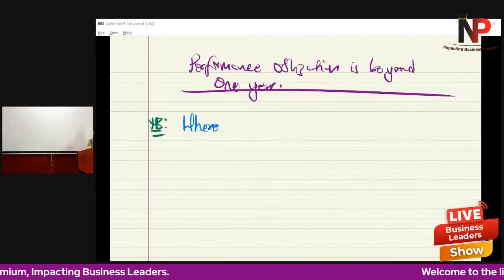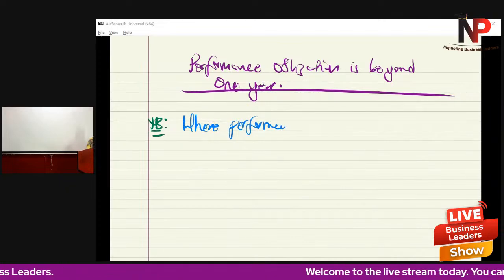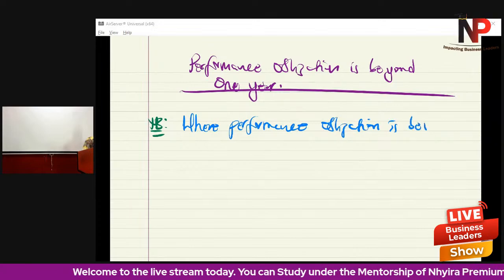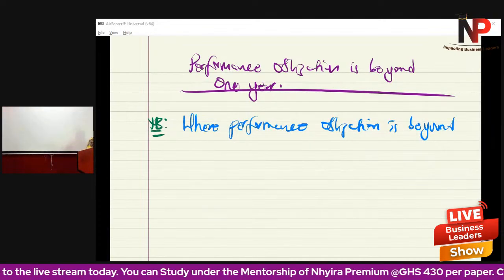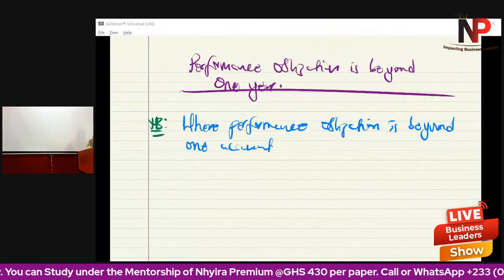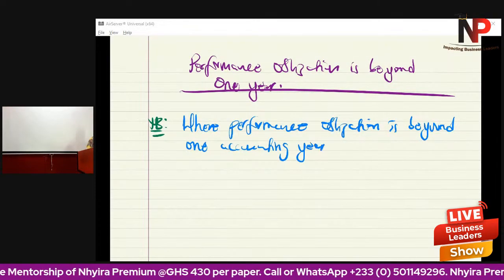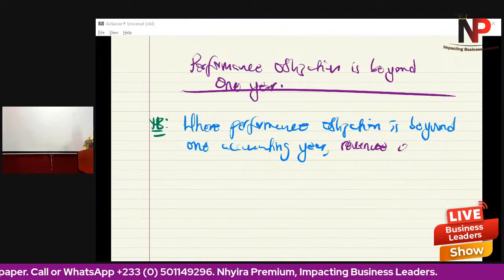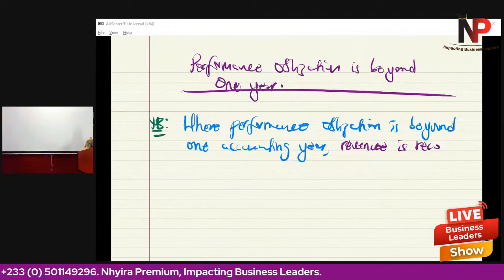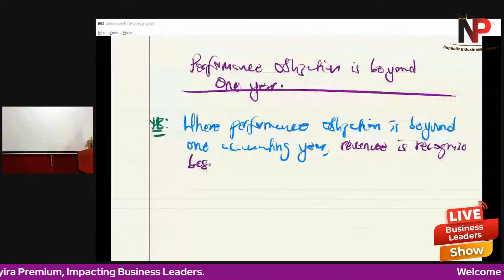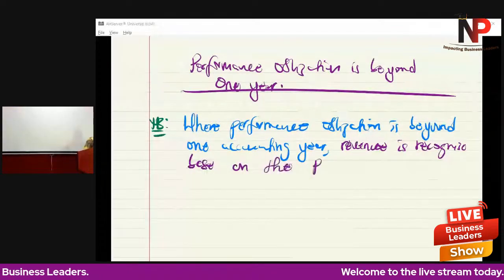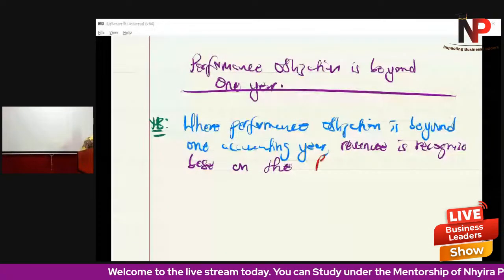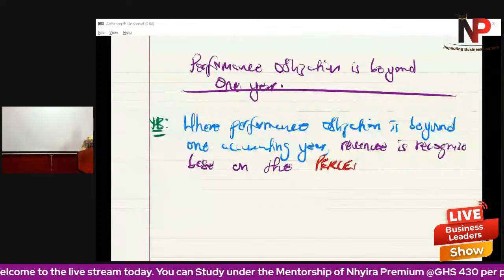Where the performance obligation is beyond one accounting year, revenue is recognized based on the percentage of completion.